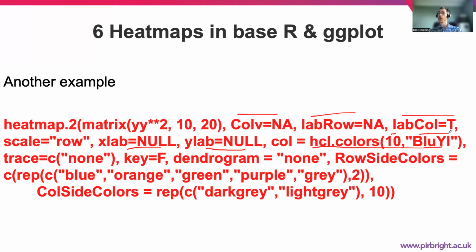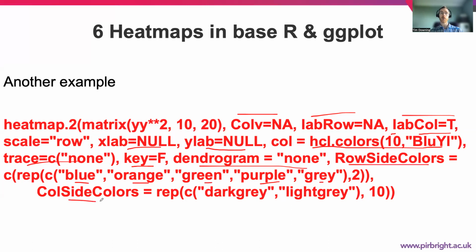colors is another function to create a color scheme depending on how many colors we want, like 10. I'm going to change a blue-yellow to a different color scheme. The trace is off. There's no legend key. The dendrogram is set to none. And what we're going to do is add on row side colors to denote our samples. So we might have groups here. And here, just for effect, we're adding groups arbitrarily allocated as blue, orange, green, purple, and gray. And we're just repeating them twice each. So that means we get this order repeated twice.